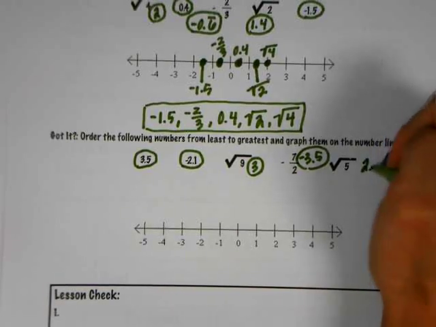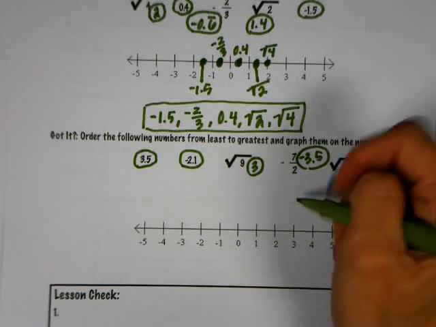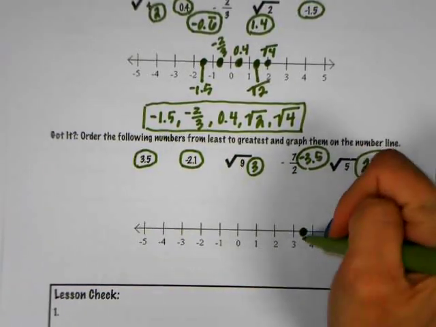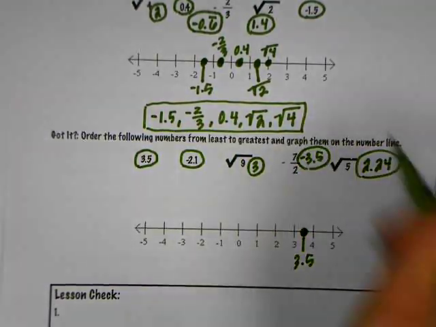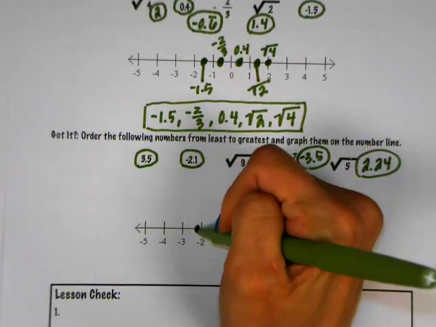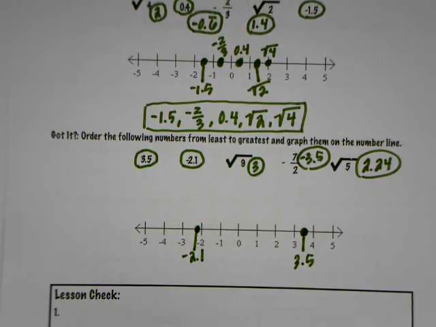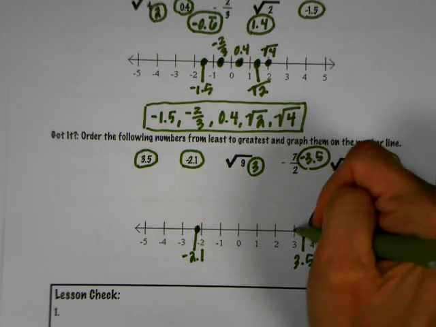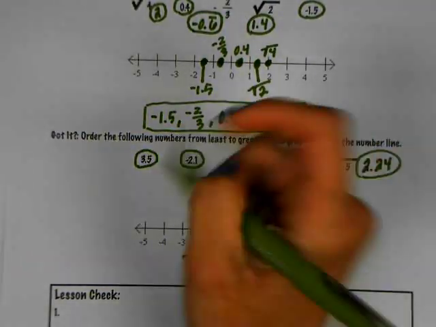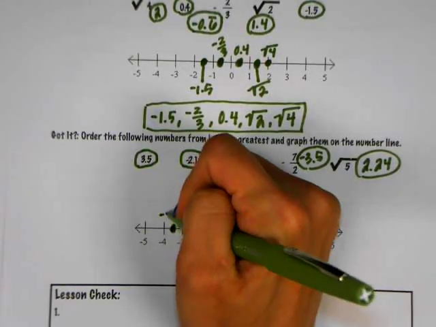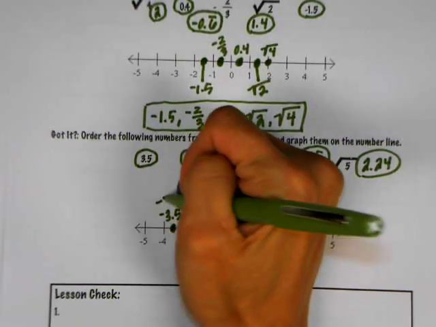miss points. So, all right, if we plot these now, 3.5 right here. Negative 2.1 is going to be over here. 3. Negative 3.5 is over here. Oh, crap. I'll just write it above it. Negative 7 over 2.